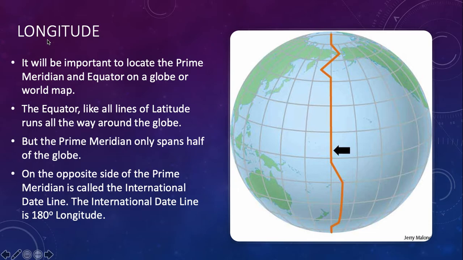And you can see it's kind of crooked because on one side of it, it's a different day than the other side as the Earth spins. And so countries want to be on one day or the other.